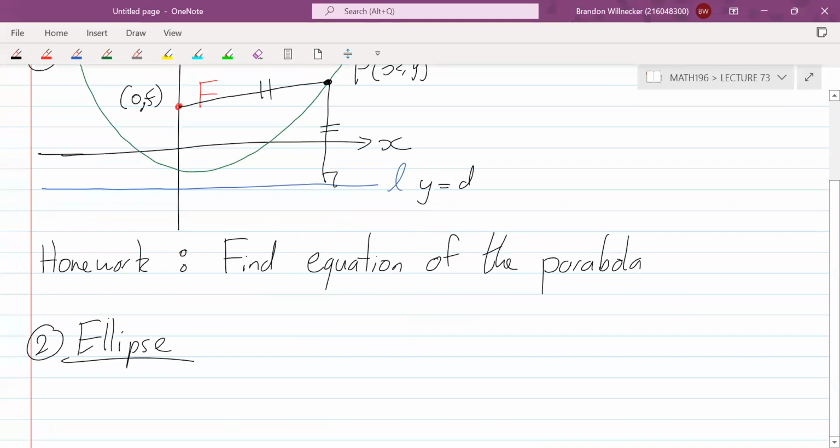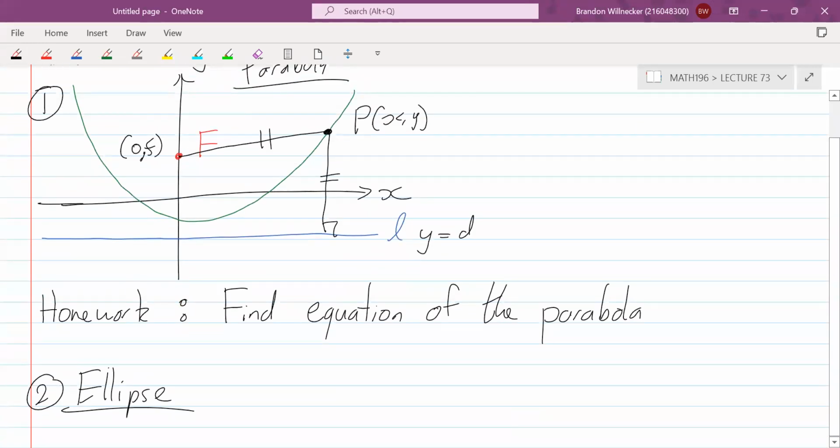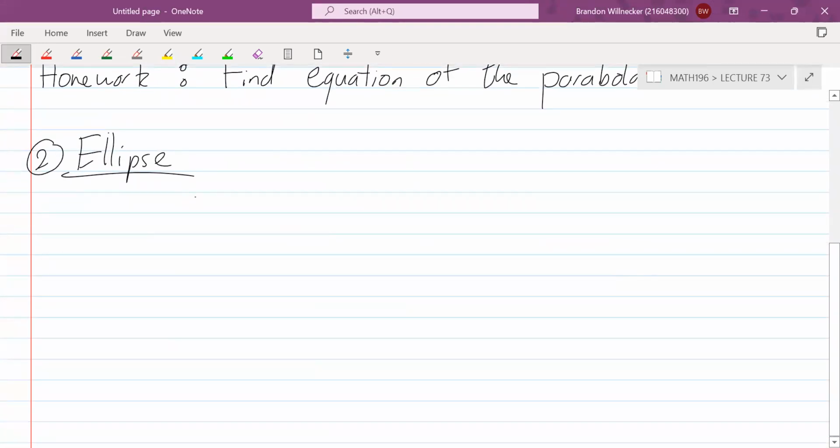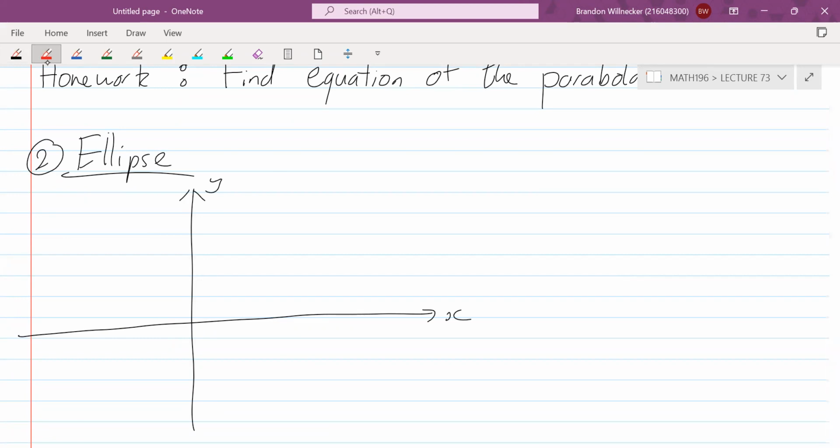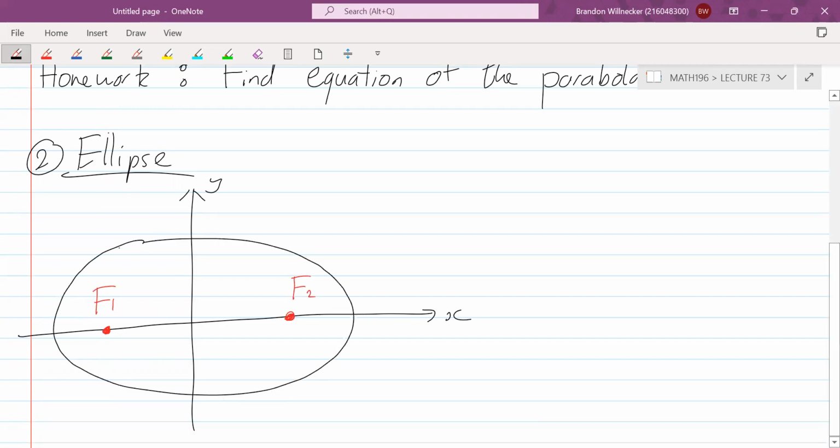We can also define it in terms of these distances. So with an ellipse, we have something like this, X and Y. Remember the ellipse, we've got two focus points. We've got one over here, one over here. Let's call this F1 and F2. Now you could draw the directrix line, but we don't need it for this case. Okay, we've got our ellipse like that.